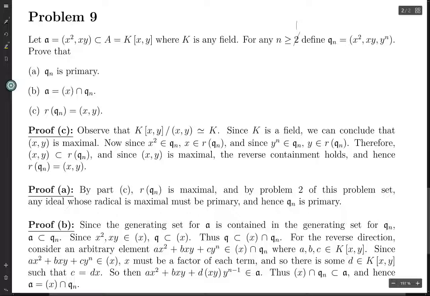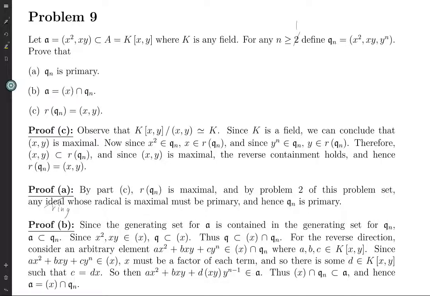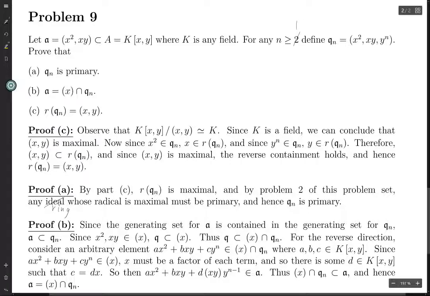If you have a ring whose radical is maximal, then the ideal is primary. I literally just wrote that out. Any ring whose radical is maximal must be primary. And hence, Qn is primary, because the radical of Qn is maximal. Alright, so that's A. And then all we have left is B.